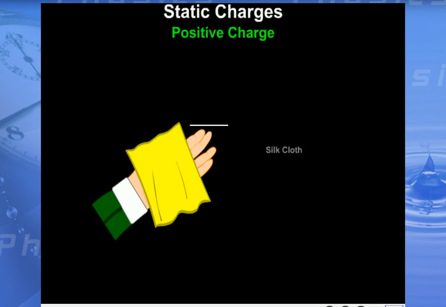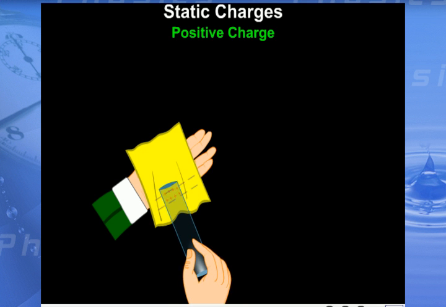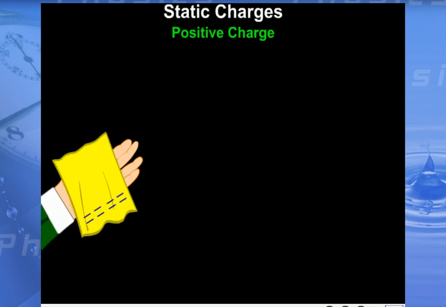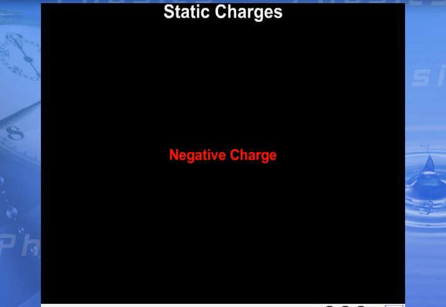Take a silk cloth and a glass rod. Now, the glass rod is rubbed with the silk cloth. After rubbing the glass rod with the silk cloth, the glass rod acquires positive charge and the silk cloth acquires negative charge. This animation explains an example for negative charge.